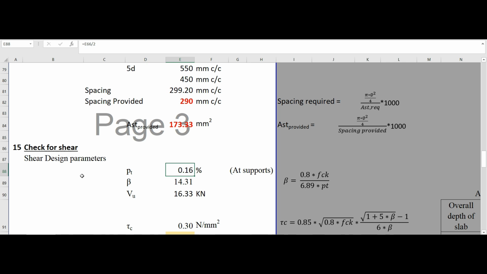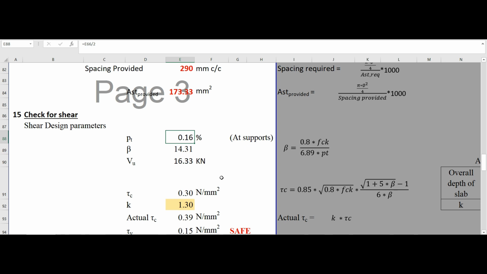Now for this percentage of reinforcement, we will calculate the tau c value, which is given by 0.85 into square root of 0.8 fck into square root of 1 plus 5 beta minus 1 divided by 6 beta, where this beta value is given by 0.8 fck by 6.89 pt. So we get the tau c value as 0.30 Newton per mm square.